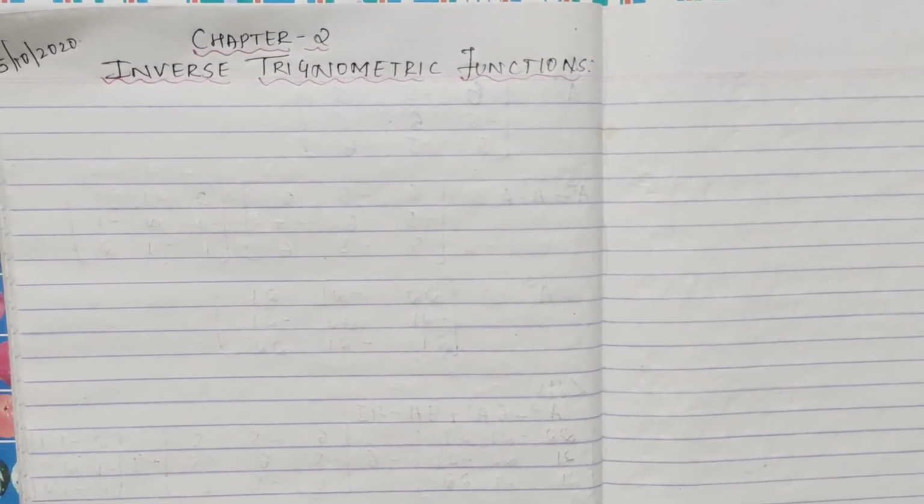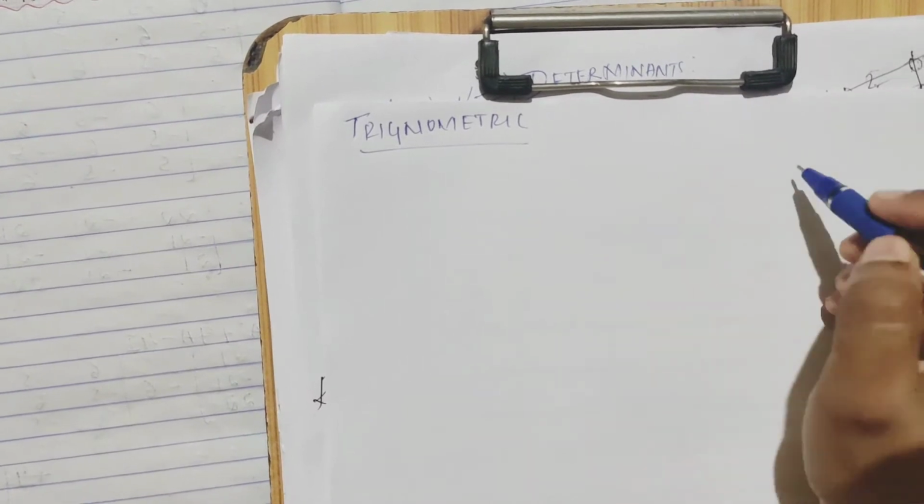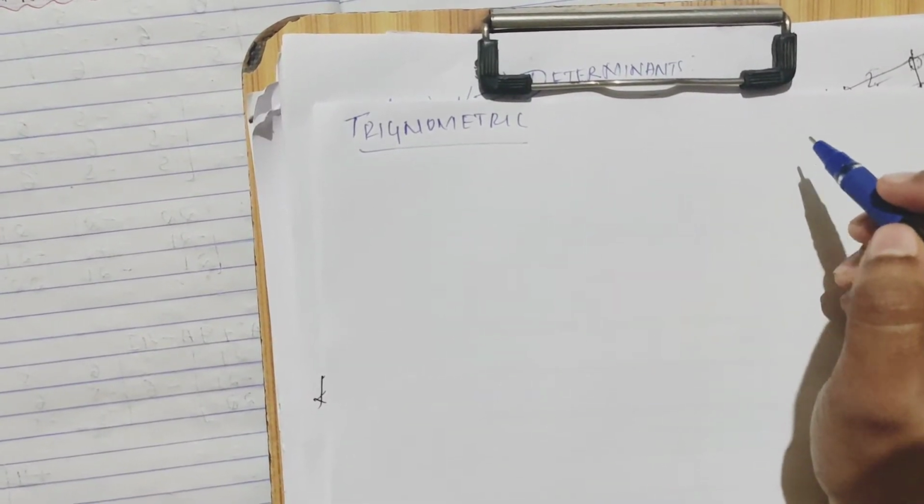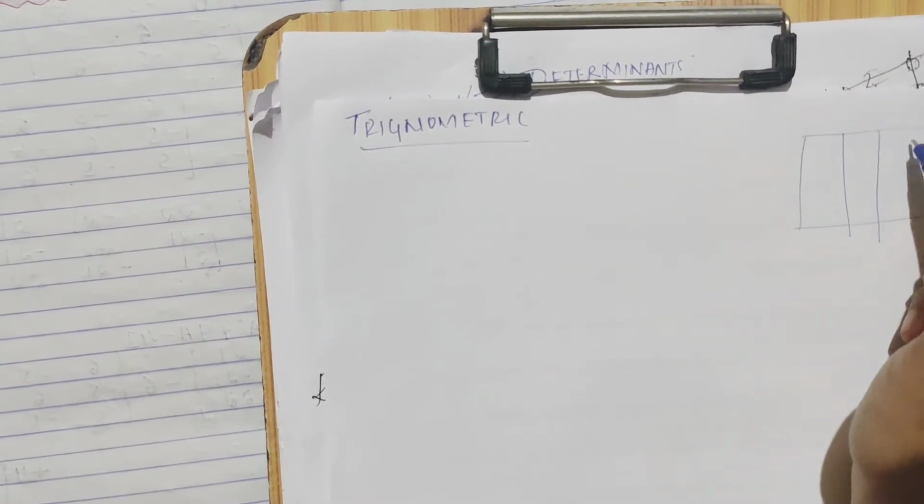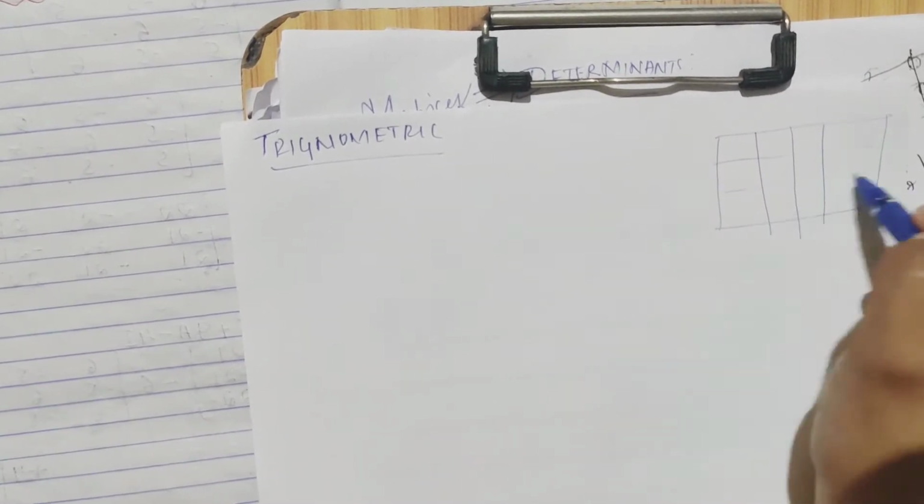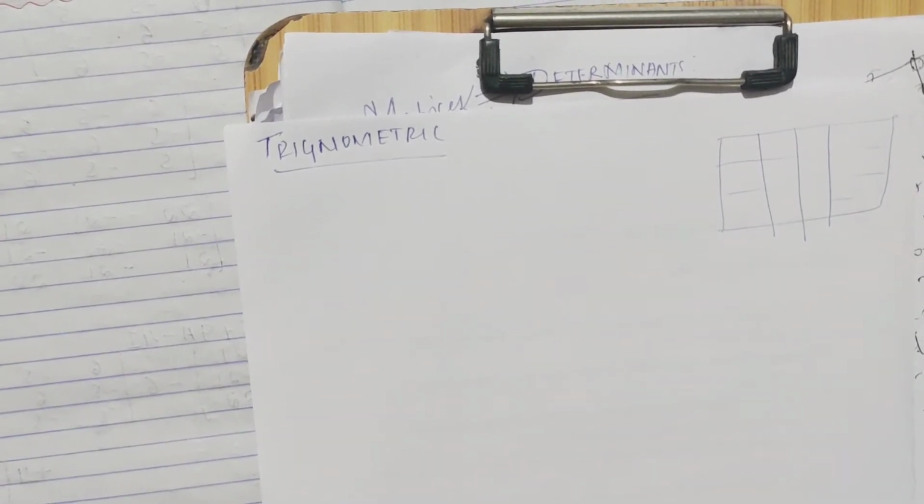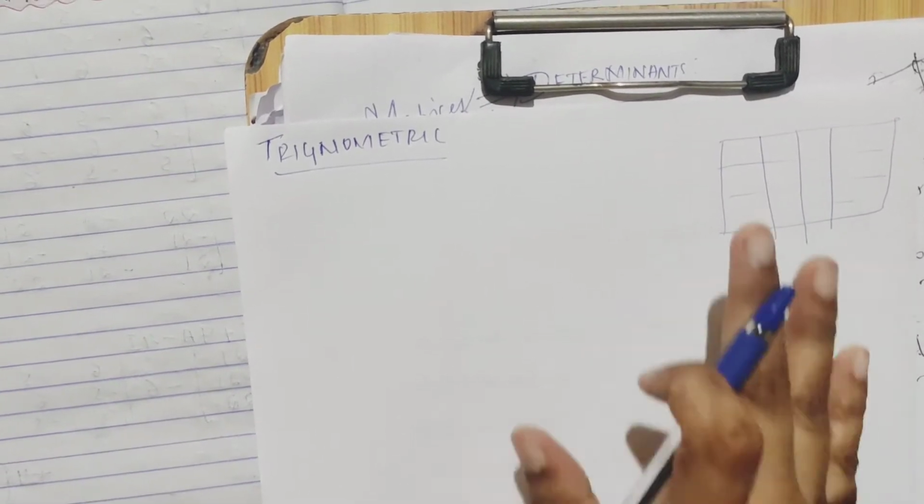Before this topic, you all should be perfect with your trigonometric ratios and functions. You had that table for 0 degree, 30 degree, 60 degree, 45 degree, 90 degree. You should remember that table, and you should write it down once again. Please write down your table.